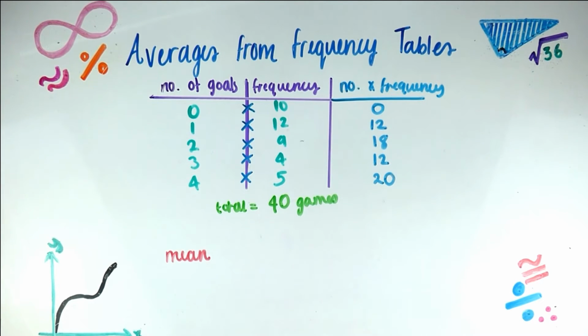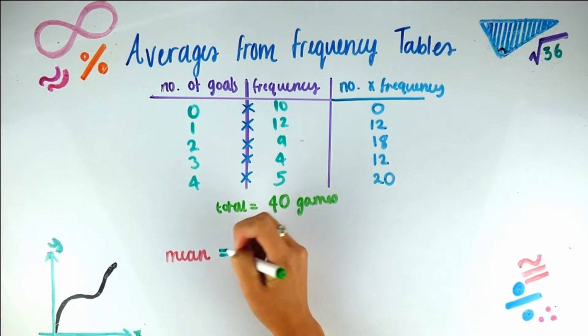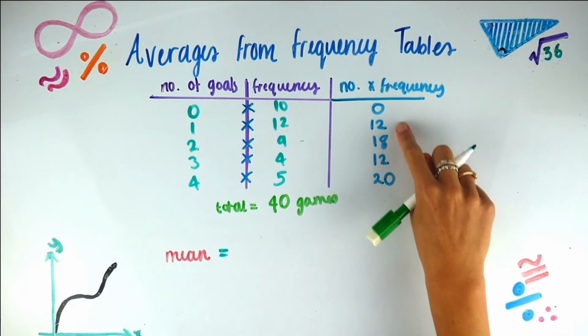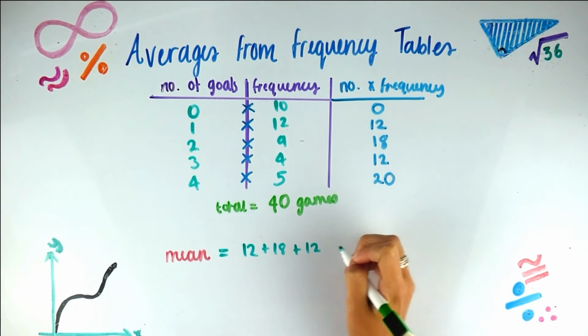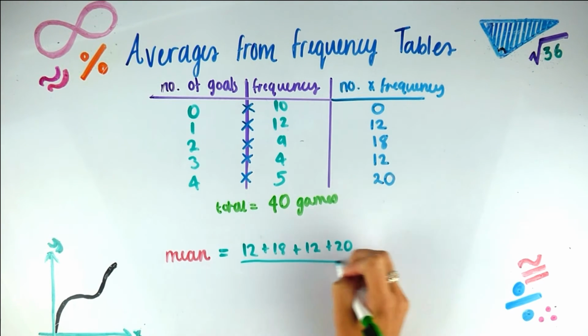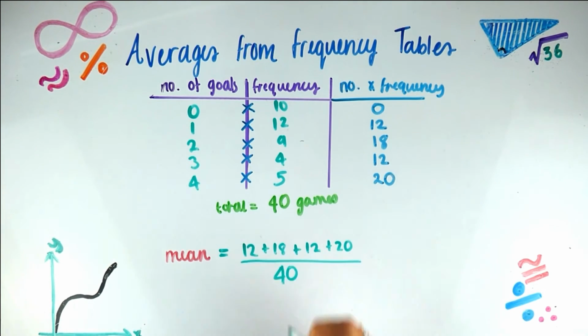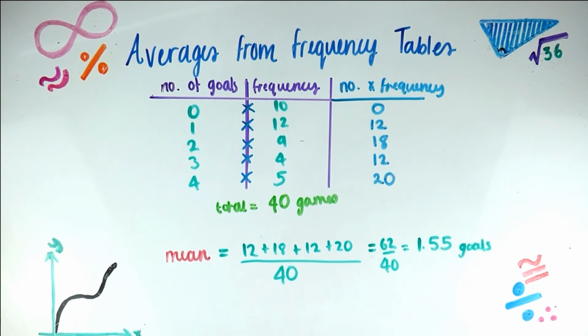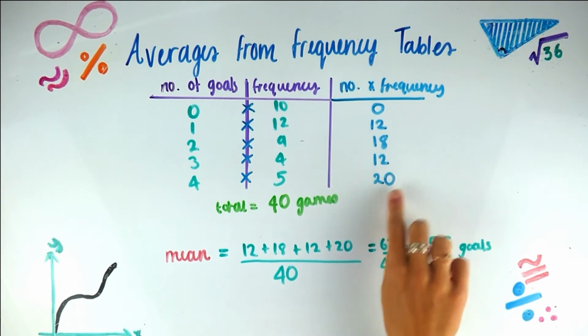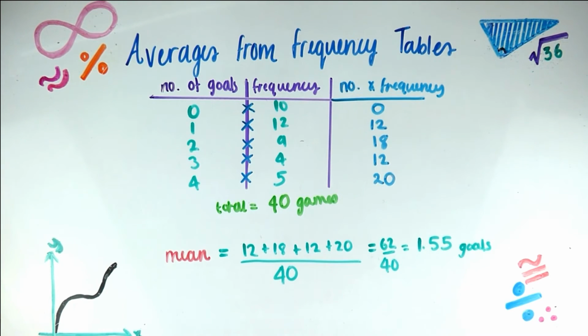And now using these values, you do what you normally would do with the mean. So normally we sum up and then divide by the number we had. So this time you sum up your new column, so we have 12 plus 18 plus 12 plus 20 divided by the total number of games, and that was 40. And that gives you an answer of 1.55 goals. So the one extra step when doing the mean when you have frequency tables is you have to do this multiplication here. That's what makes it a little bit harder, and then add those numbers up and divide by the total number of games.